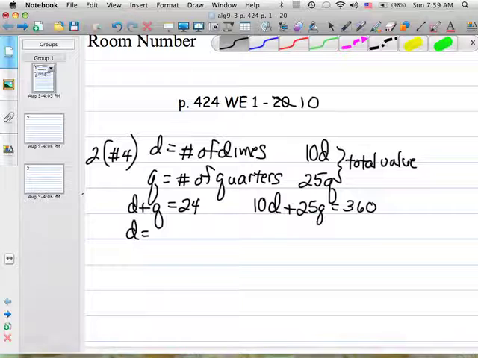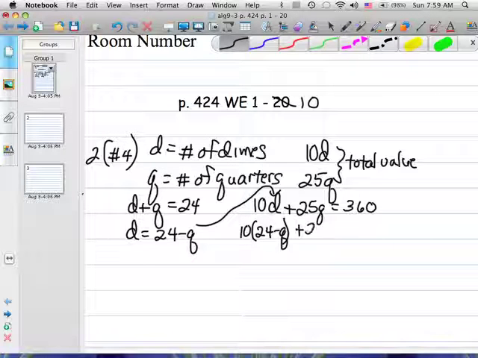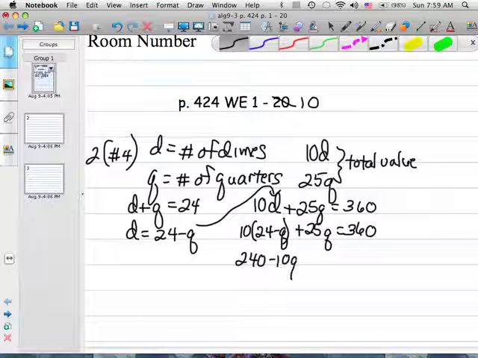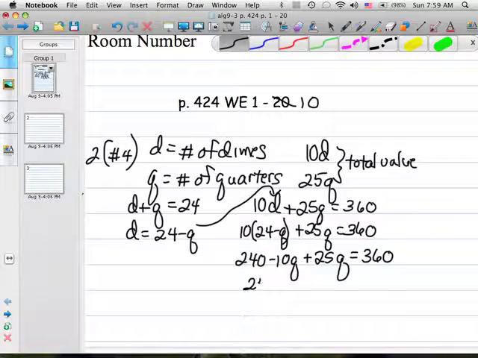I'm going to solve for D over here. Doesn't matter which one you choose. So D equals 24 minus Q, and then I'm going to substitute in where I see D. So I have 10 times the quantity 24 minus Q plus 25Q equals 360. Using the distributive property, we get 240 minus 10Q plus 25Q equals 360. Collecting like terms, we get 240 plus 15Q equals 360.